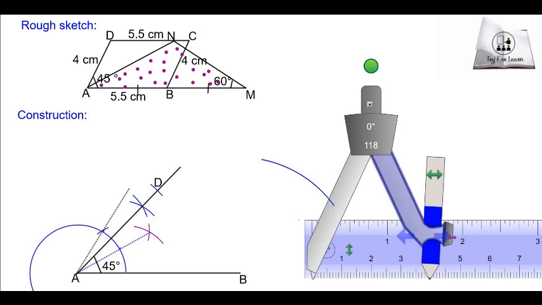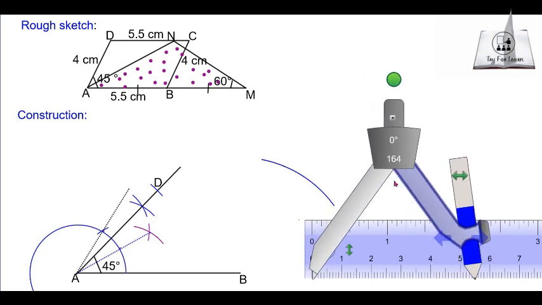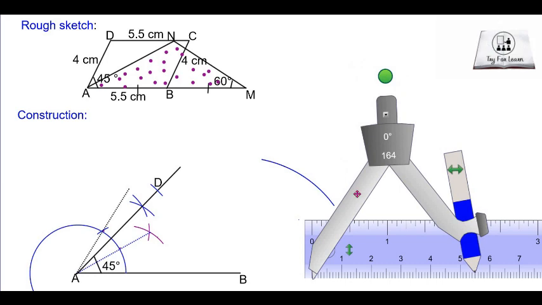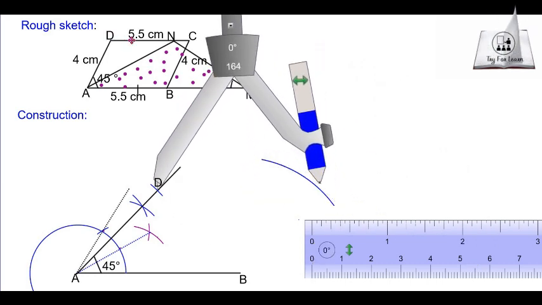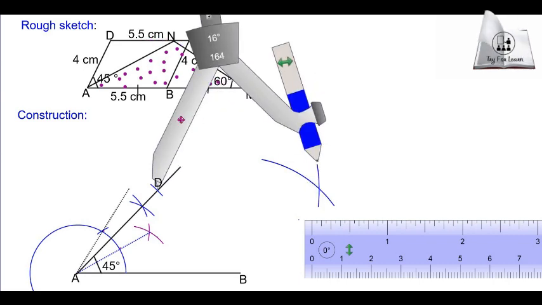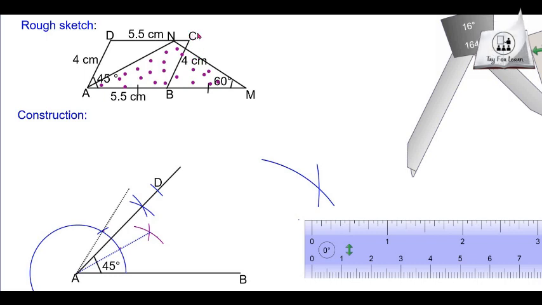So let's measure 5.5 cm. Look at this. This is exactly 5.5 cm. So let's cut this arc from D, because from D, as you see in the rough sketch, a 5.5 cm line segment is drawn. This intersecting point is vertex C. So let's write its name, vertex C.